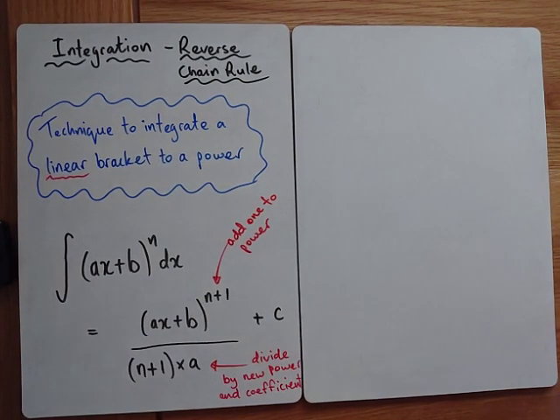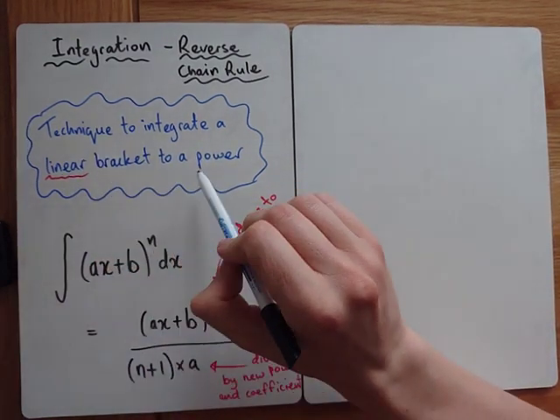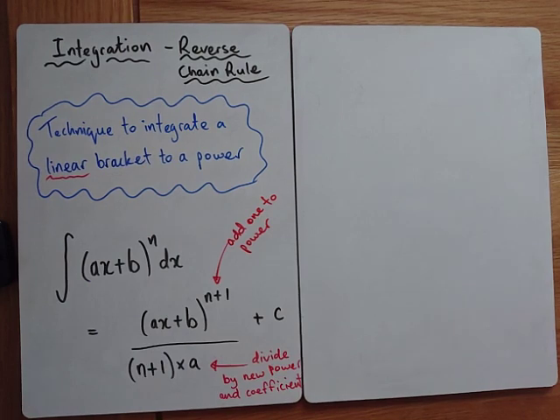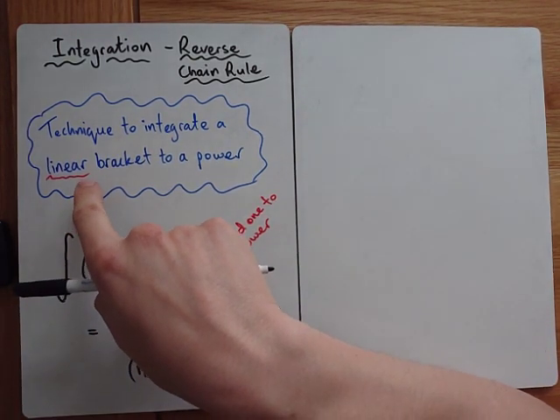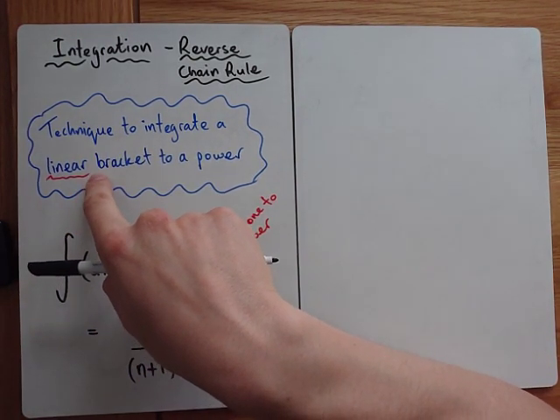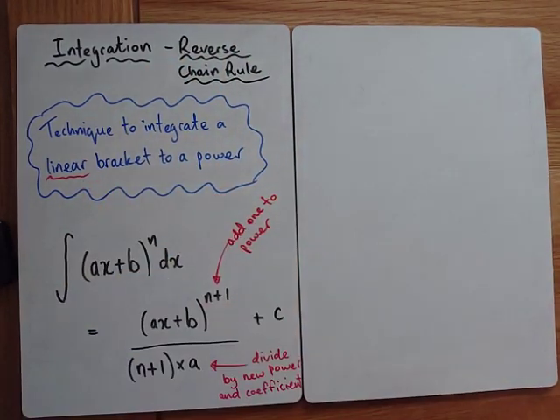Last thing, I just wanted to quickly think about what I mentioned at the beginning. This is a technique to integrate a linear bracket to a power. There's other integration techniques that we're going to look at, like parts and substitution. And then in further maths, there's loads of other integration techniques as well. But just be really careful with this shortcut. If you are going to use it, it only works for linear.